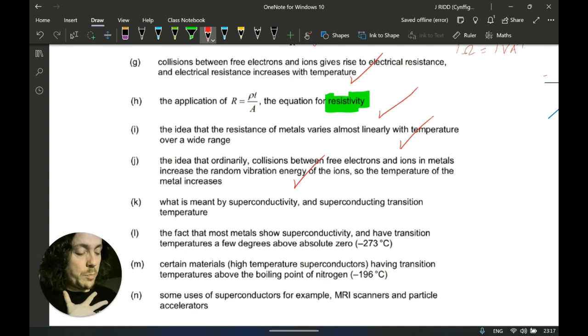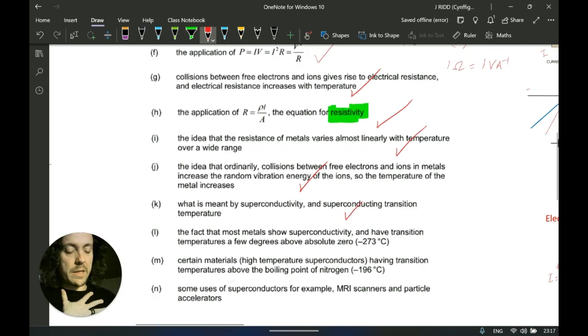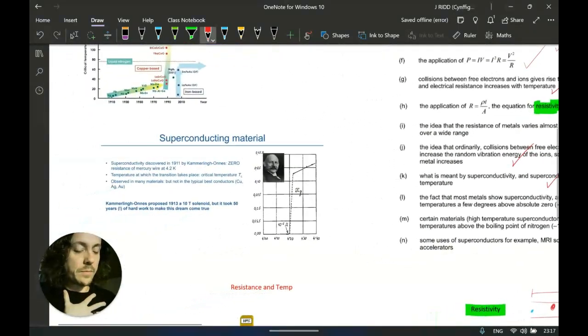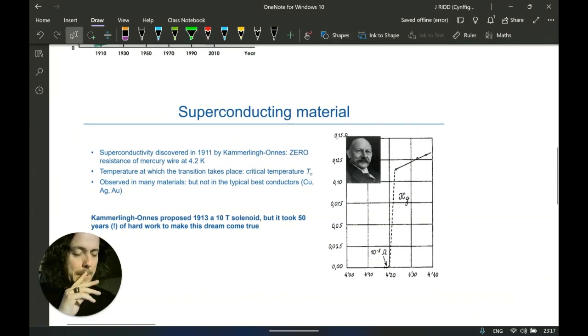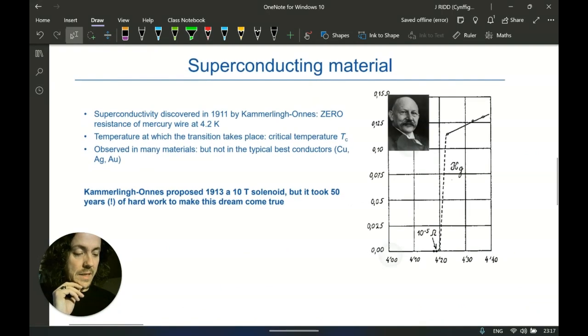What is meant by superconductivity and superconducting transition temperature? Ooh, that sounds interesting. Well, superconductivity then was something discovered in 1911, all right? And essentially, it's about walking the temperature backwards rather than forwards and cooling things down.